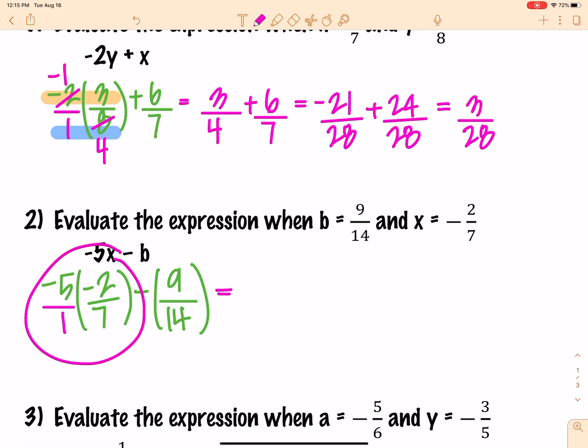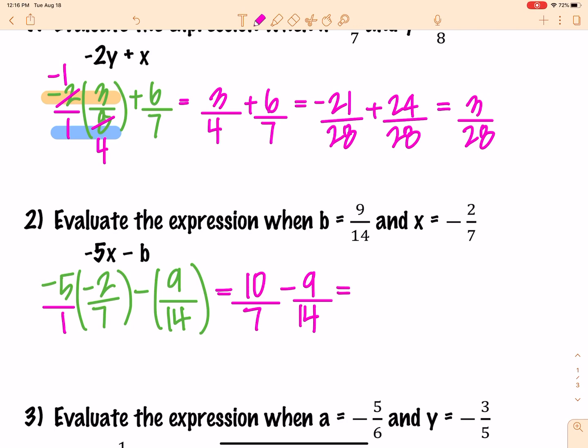So you multiply across, -5 times -2 is +10. And then we get 7, and then -9 over 14. So we're going to have a common denominator of 14, so we just have to change that first fraction. We multiply everything by 2. And now that they have the same denominator, we just subtract the tops to get 11 over 14.